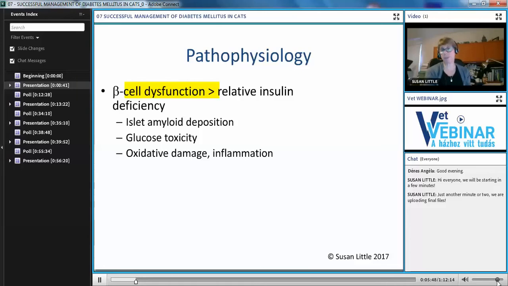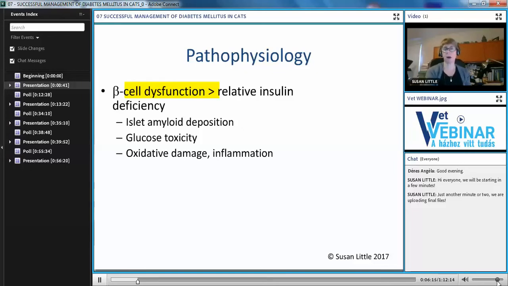And that peripheral insulin resistance that we get from obesity leads to some chronic hyperglycemia, and there is some concern that that chronic hyperglycemia is a form of glucose toxicity, that those beta cells actually suffer the toxic effects of that high glucose level over a long period of time.